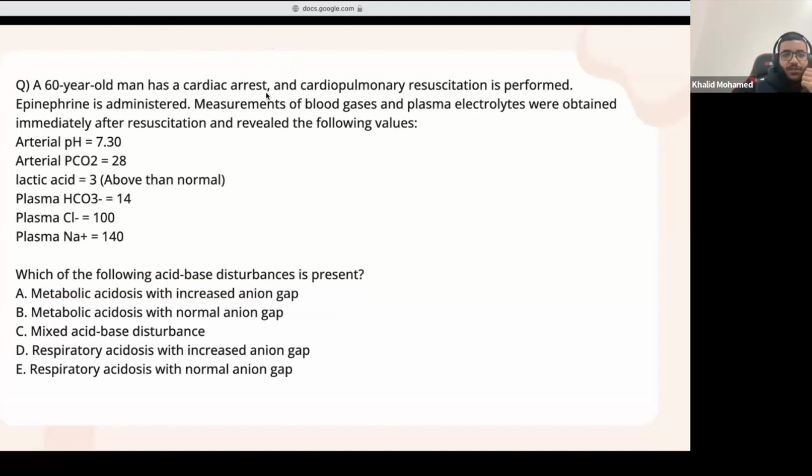Okay. A 60-year-old man has a cardiac arrest and cardiopulmonary resuscitation is performed. Epinephrine is administered. Measurements of blood gases and plasma electrolytes were obtained immediately after resuscitation and revealed the following values. Arterial pH was 7.3, arterial PCO2 was 28, lactic acid was 3, plasma HCO3 was 14, plasma Cl- was 100, and plasma sodium was 130. Which of the following acid-base disturbances is present?